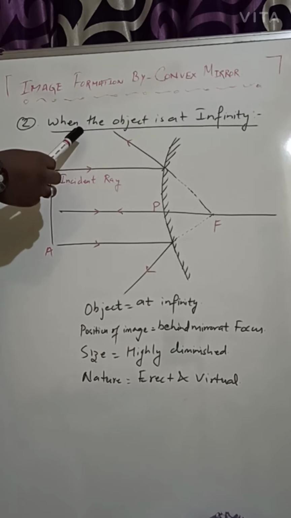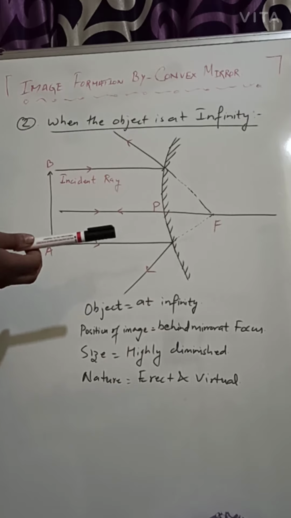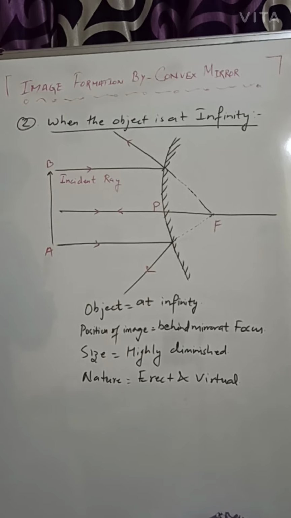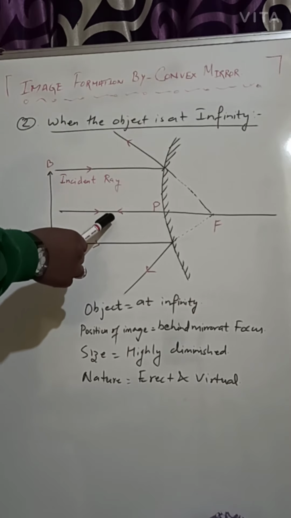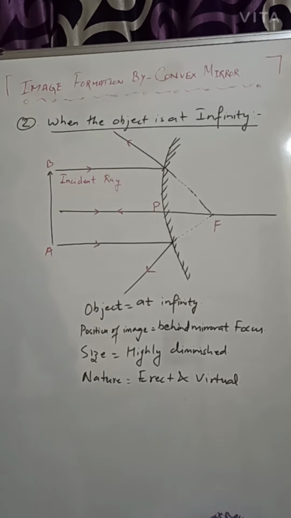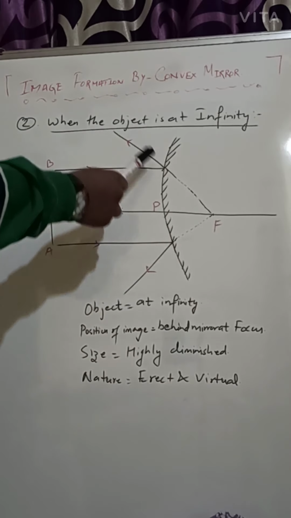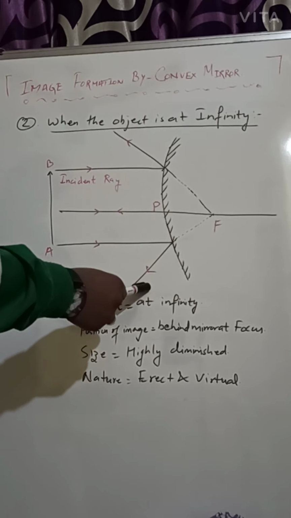Now this is the second case when the image is formed by the convex mirror. In this case the object is kept at infinity. I am considering this AB as the object kept at infinity. These are the two rays which are your incident rays. Both these rays are parallel to the principal axis. After striking the mirror, these two rays reflect back, and these are the two reflected rays, this one and this one.